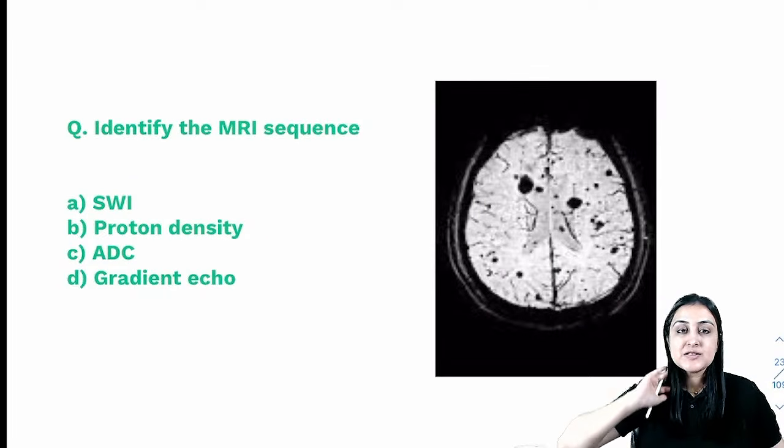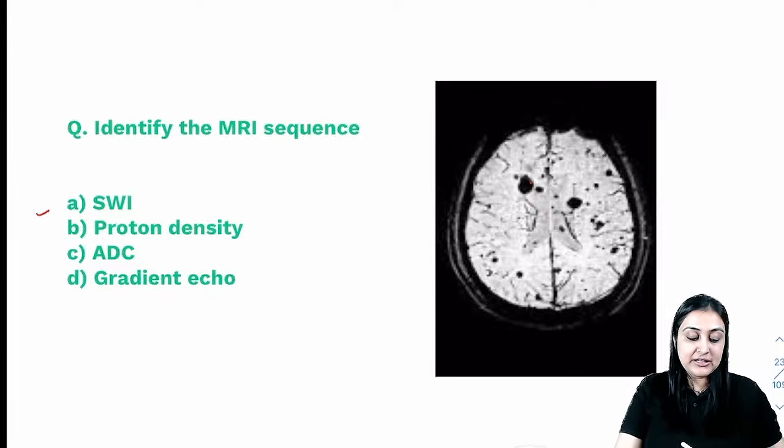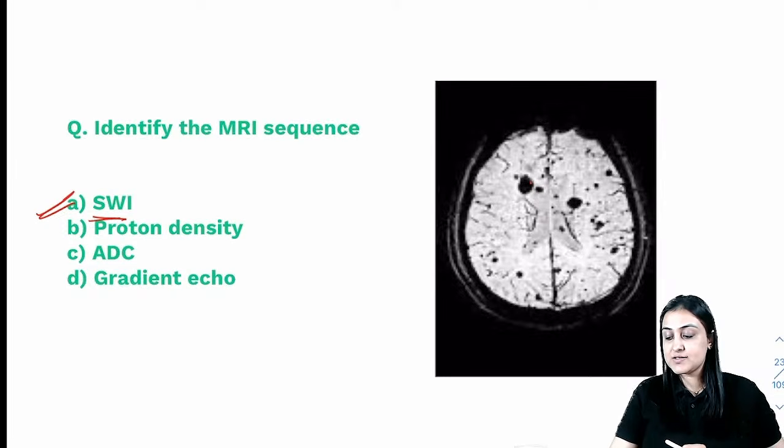Identify the MRI sequence. You guys know this. When I see black foci, this is diffuse axonal injury. D and S stick together. This is susceptibility weighted imaging.